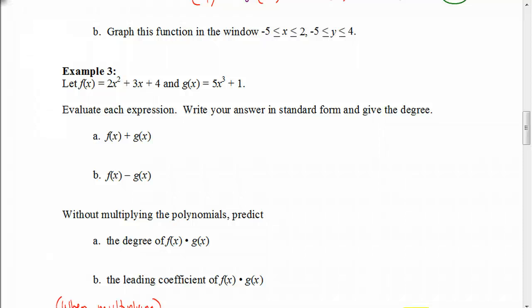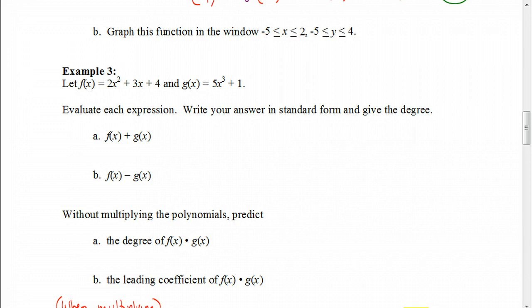Okay, let's look at this example now. Here it says to evaluate each expression. Now they give us that f of x is the polynomial 2x squared plus 3x plus 4, and g of x is the polynomial 5x cubed plus 1. So we're going to add together f of x and g of x.